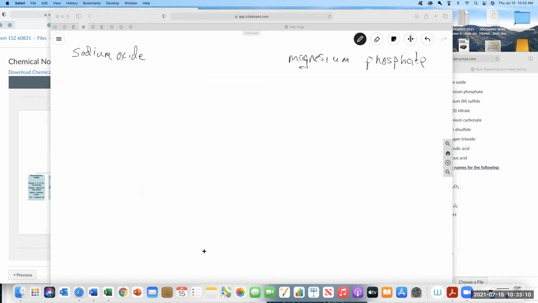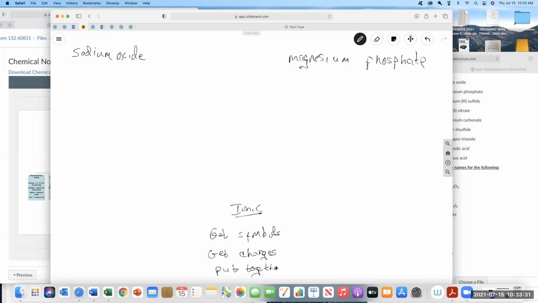charges. So for ionic compounds, you get the symbols. This is for ionic. You get the charges. I'll do the first couple more slowly, and then you put together. And the goal is the charges have to cancel. All right, so for sodium oxide, the symbol for sodium is Na. The symbol for oxide is O.